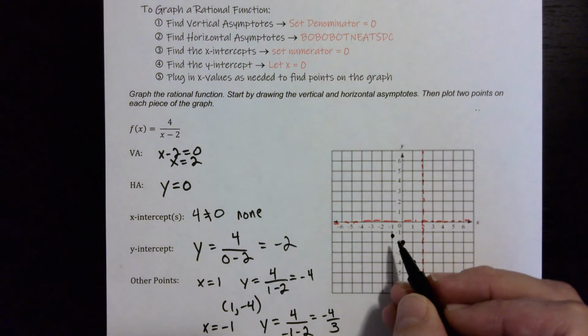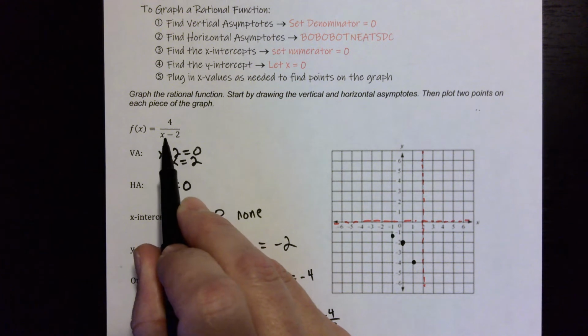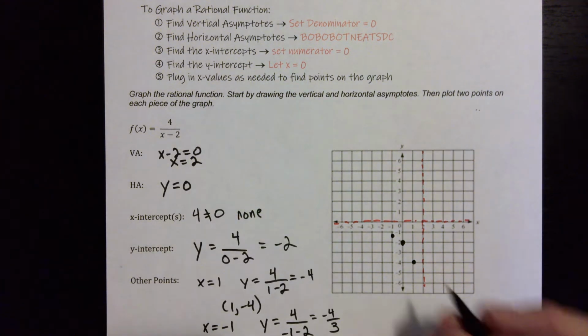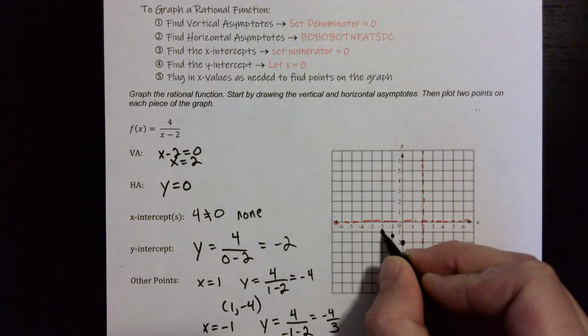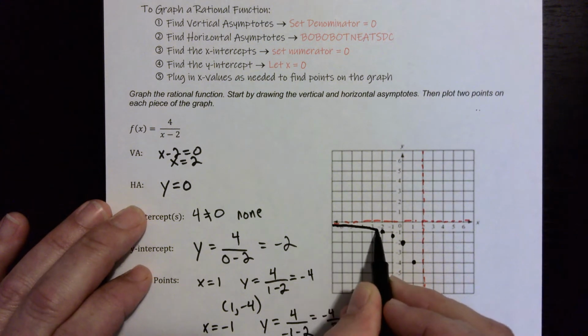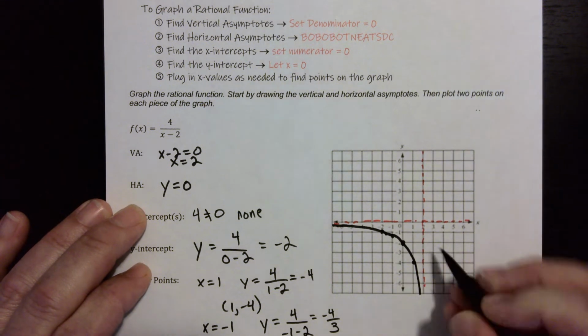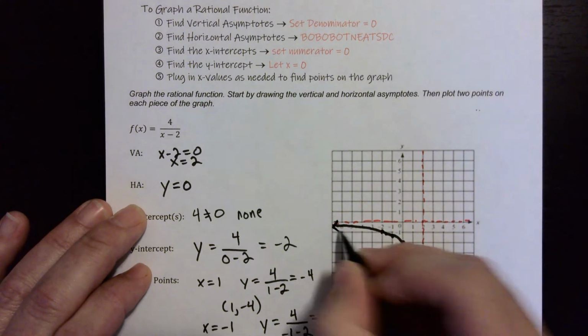We could plug in one more. If we plugged in x equals negative 2, that would make the denominator equal to negative 4. So 4 over negative 4 would be negative 1. So I'm just going to pop that point in there as well. So we can sort of see how the graph's doing. It's getting closer to this line, and it's also getting closer and closer to this line. Okay, so there's that portion of the graph.